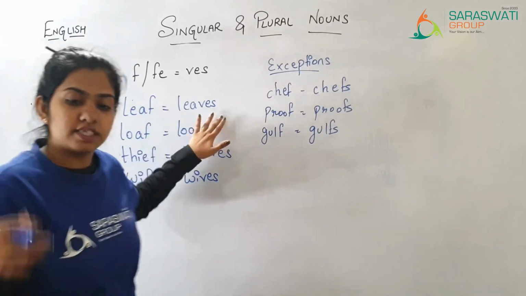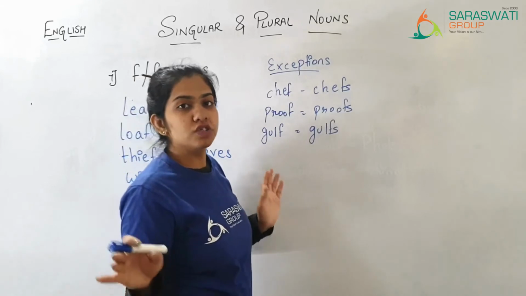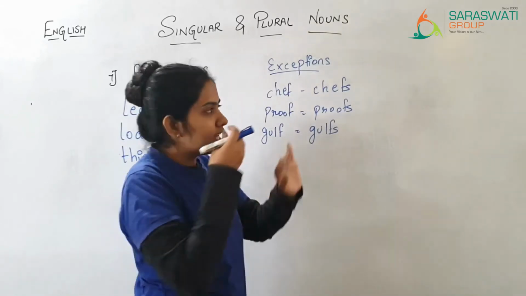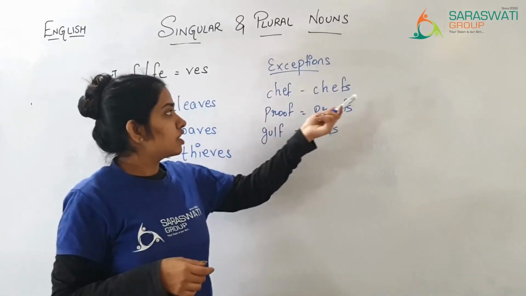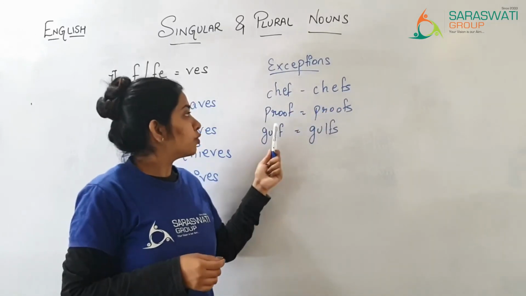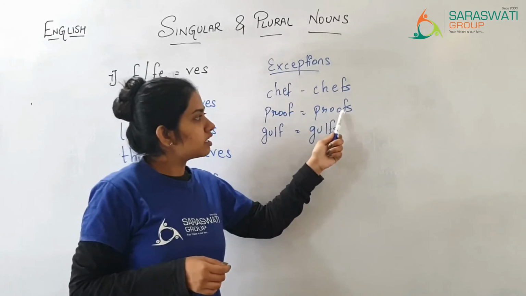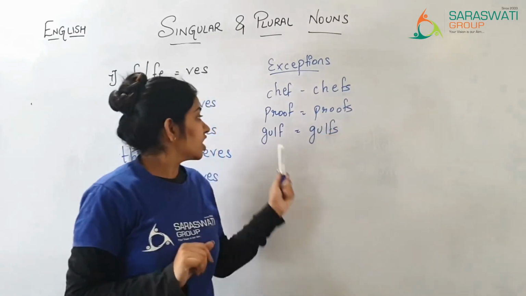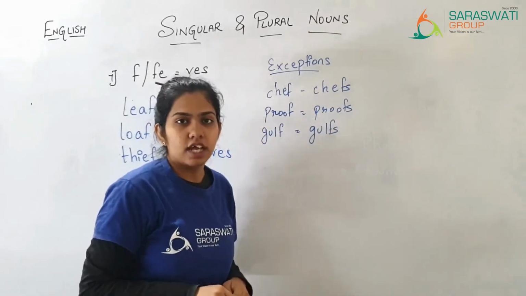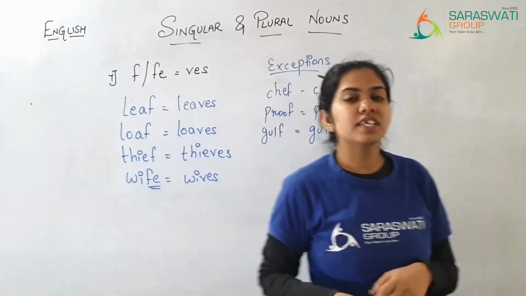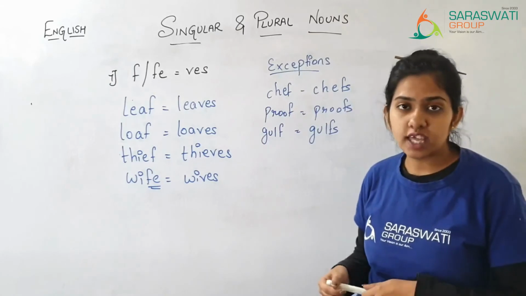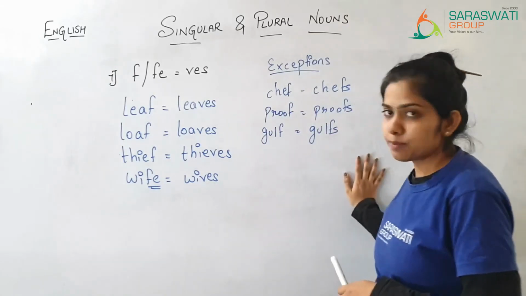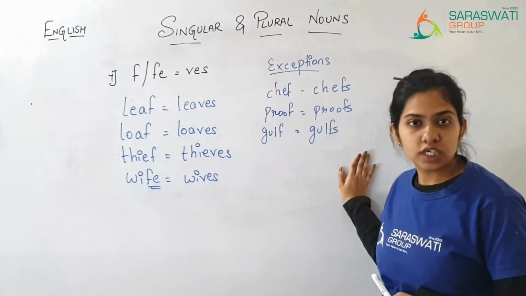But just like the same rule of consonant plus O equals ES, here also there are some exceptions, like chef, chefs. Proof, proofs. Without cutting anything, we are just adding S. Gulf, gulfs. So there are sometimes exceptions in any of the rules. So this is just the exception of this rule. Now note it down in your book.